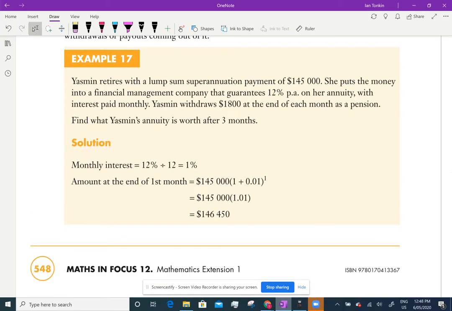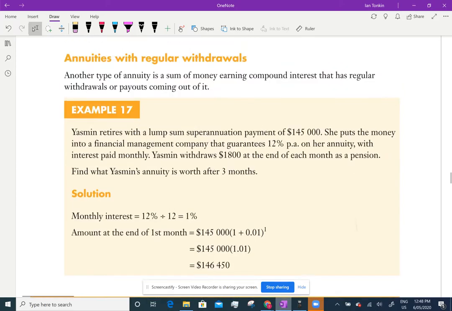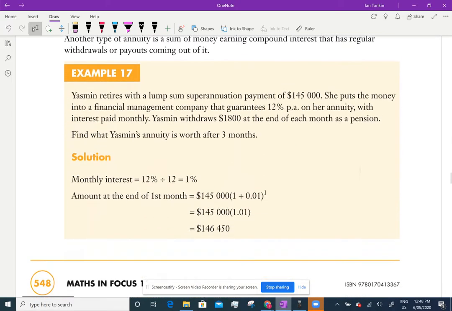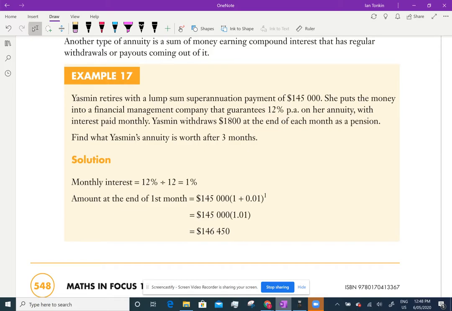The other one is where you take money out. Okay, so let's imagine, and superannuation is just like a pension fund. Let's say you get a huge amount of money. I don't know, let's say you got $145,000 and you go, wow, I'll put that money in, it's earning 12%. But then every month I'm going to take out $1,800 so that I can live on it.